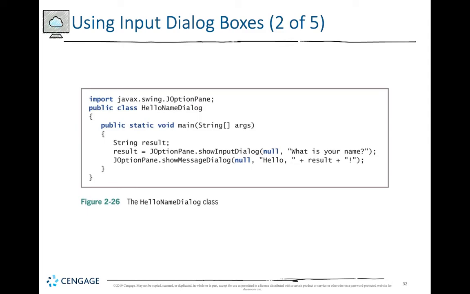And it shows it to you right now. Even though you don't see static in front of it, you're using the class dot the method. And the only way you can do that is if that method is static. Otherwise, you would have to instantiate the JOptionPane object. Does that make sense?